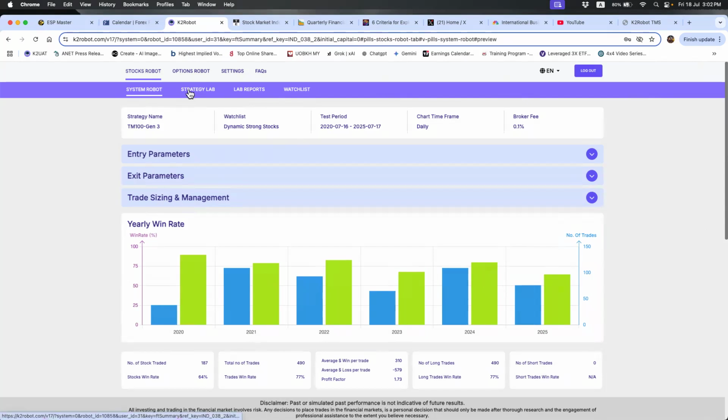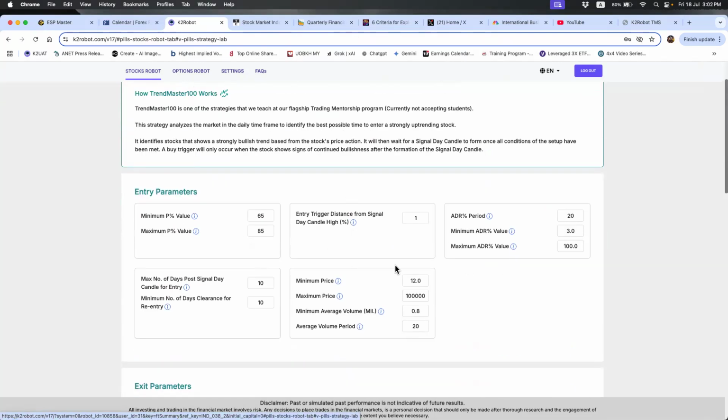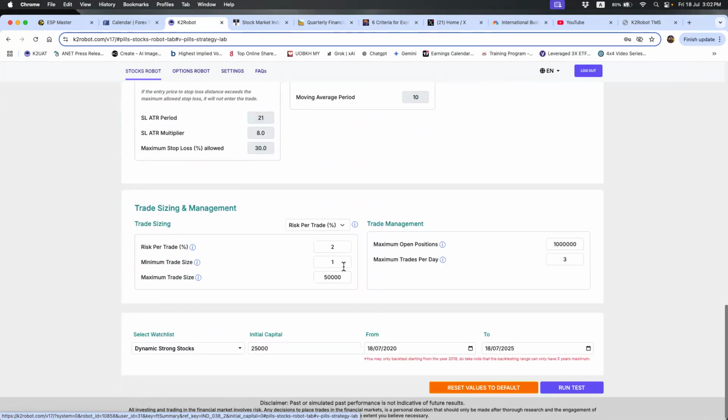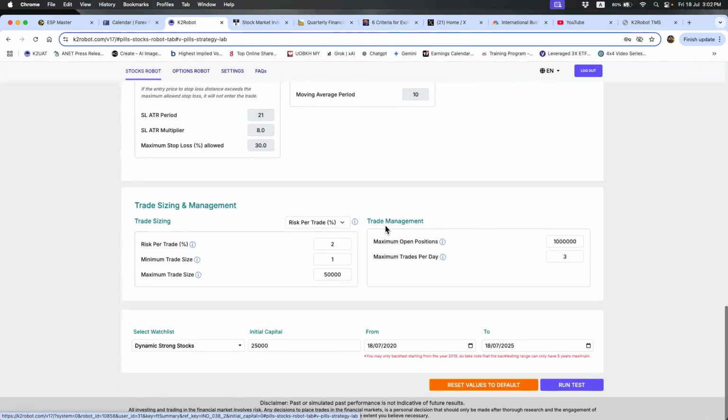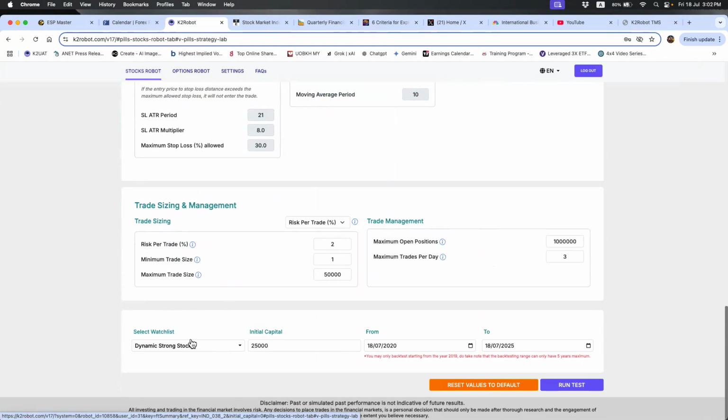Basically, you go to the strategy lab, and you select TrendMaster 100, entry, exit, stop loss method, and the trade sizing and management. All right. And then make sure you select dynamic strong stop, guys.